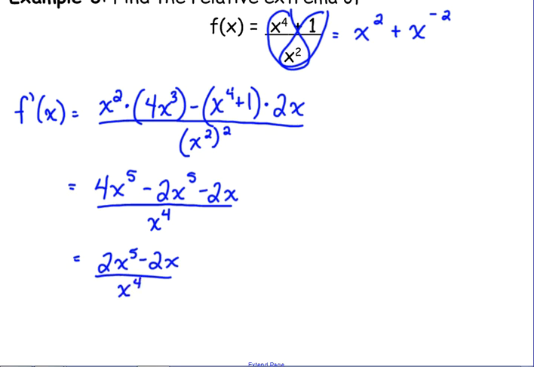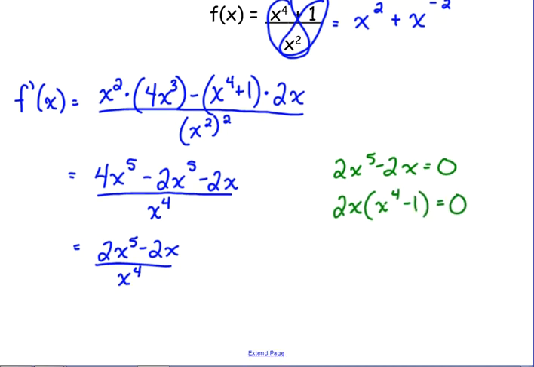So there's my derivative. Critical numbers come from where the derivative is equal to 0, in this case where the numerator equals 0, and where the derivative is undefined, where the denominator equals 0. So let's set each of these equal to 0. See what we come up with. This is a polynomial. We need to factor. We can take out a 2x. We end up with x to the fourth minus 1 is equal to 0.